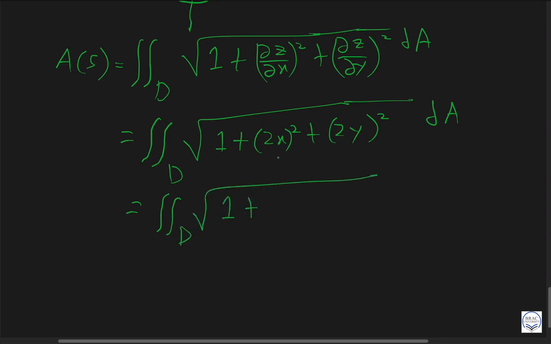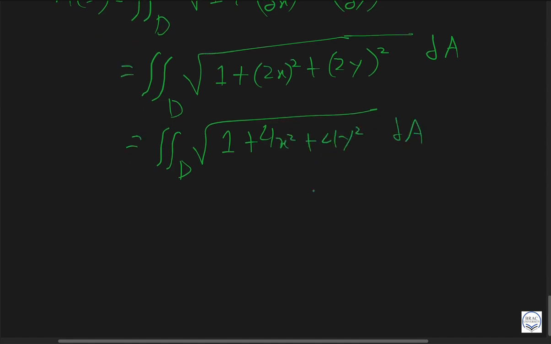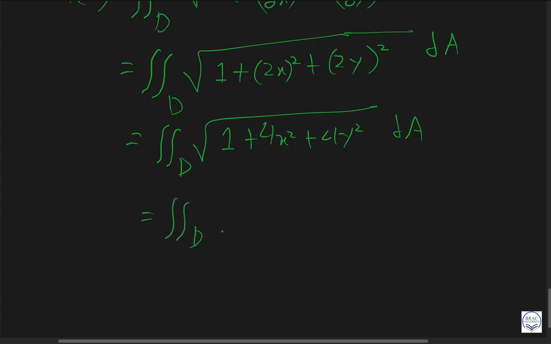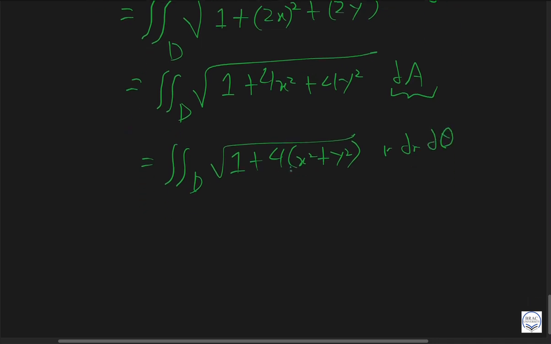So this is just 4x squared plus 4y squared. Now we can take 4 common, and let's write the area element in terms of polar coordinates. So this is just r dr d theta. We still have to convert this into polar coordinates, and we know that x squared plus y squared is just r squared. So this is the square root of 1 plus 4r squared, times r dr d theta.